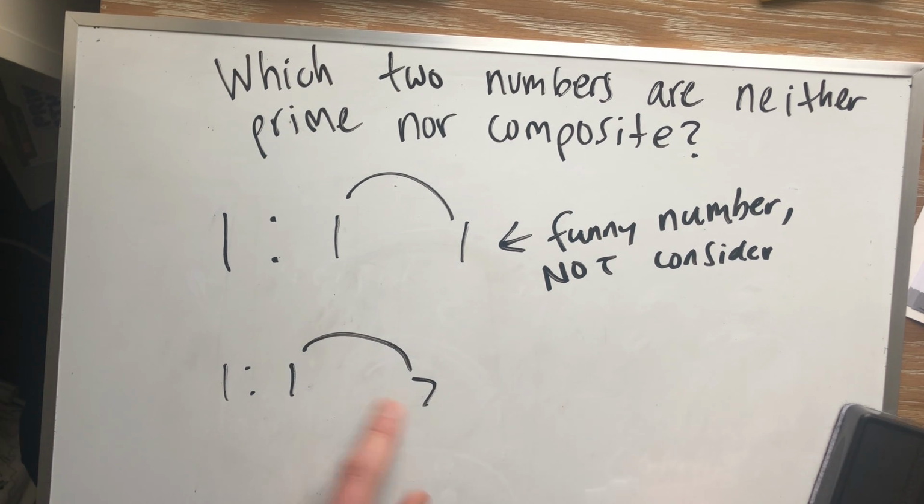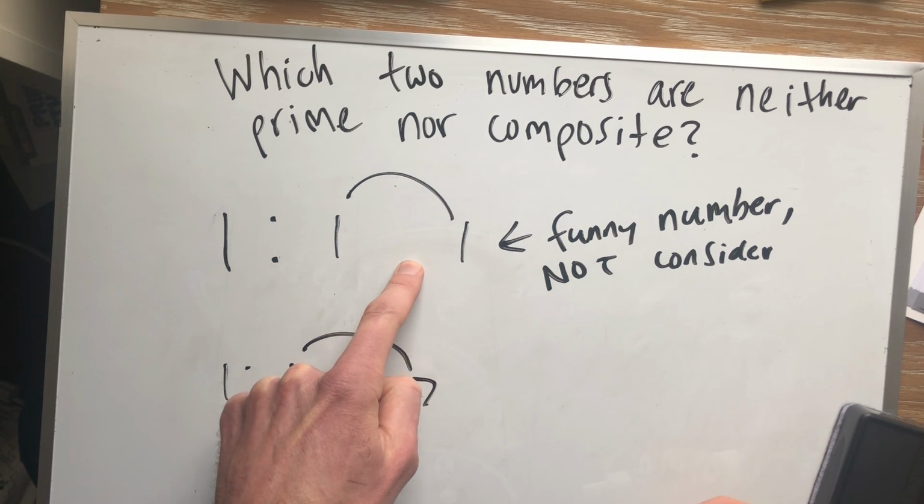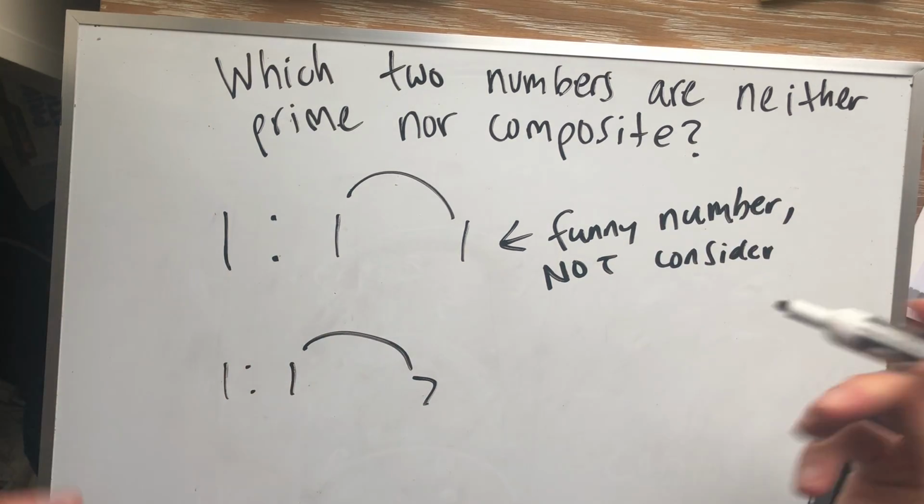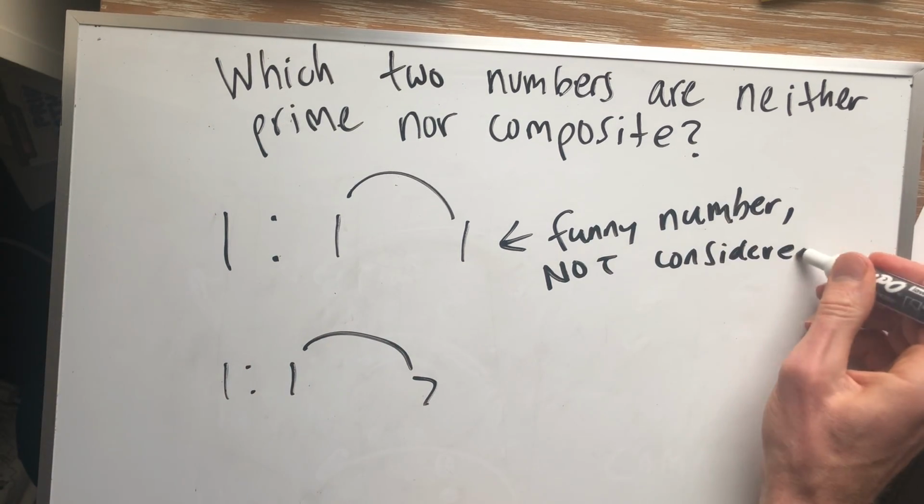See how you only have 2 factors and you only have 1 line. 1's this funny number that only has 1 factor. It's not prime. It's just this funny number. It's something else. So not considered prime.